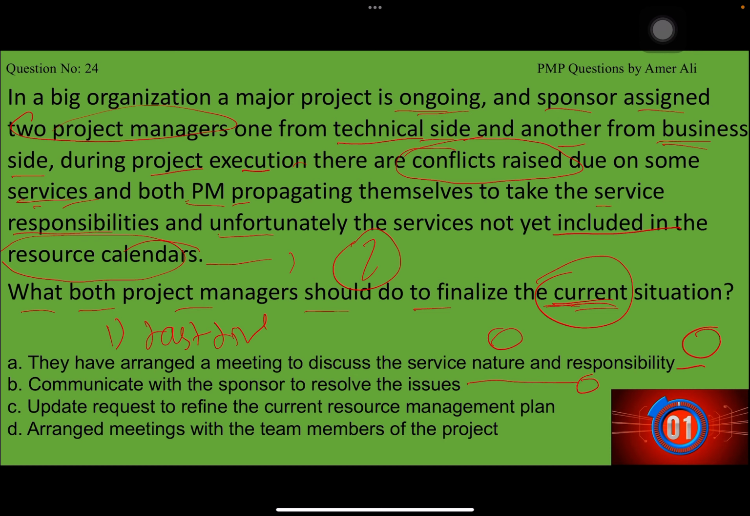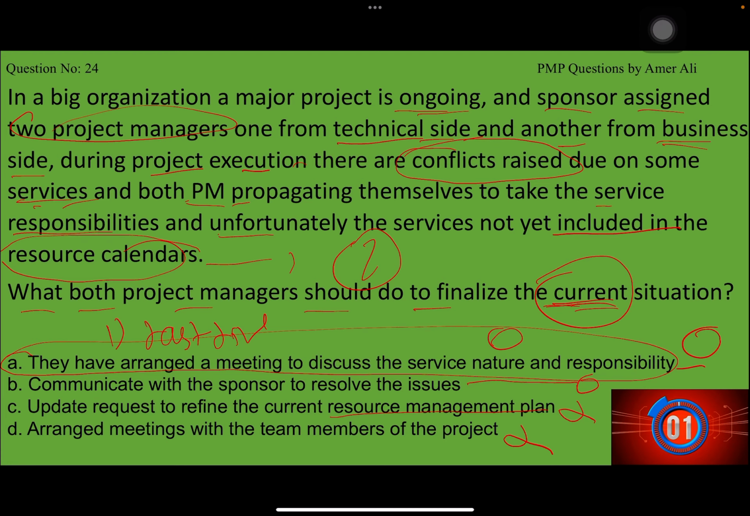Update request to refine the current resource management plan. The resource management plan does not have that information. Arrange a meeting with the team members of the project. This is not the answer. So C and D are eliminated, and we are left with A and B. Let's look into that. They have arranged a meeting to discuss, and between A and B, I'll go with the A option.